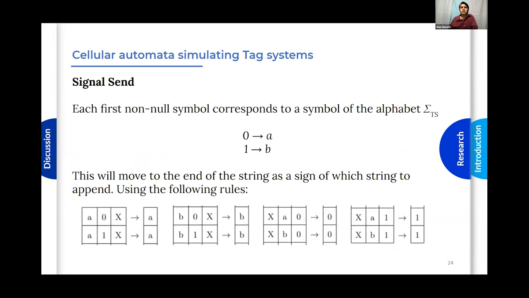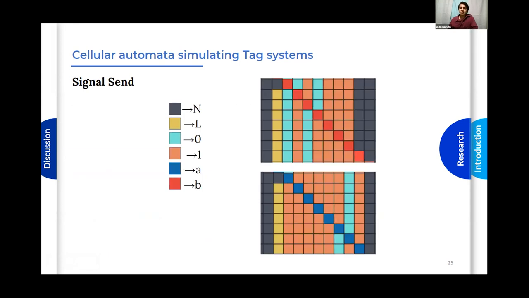A signal is sent. We have to send a signal to the end of the string for knowing which appendant to concatenate and displace. And with these two symbols that we defined before, A for 0 and B for 1, we move to the end of the string using the following rules. These are the movement rules for every signal symbol. And this is a simulation as an example. The B will move to the end of the string, and the A will move to the end of the string. And we see that the L symbol is locking this side of the string.